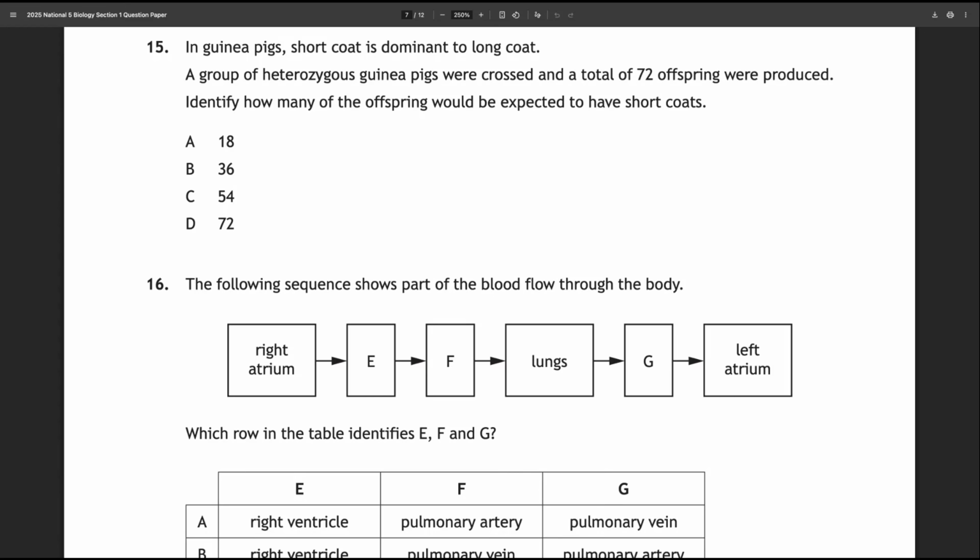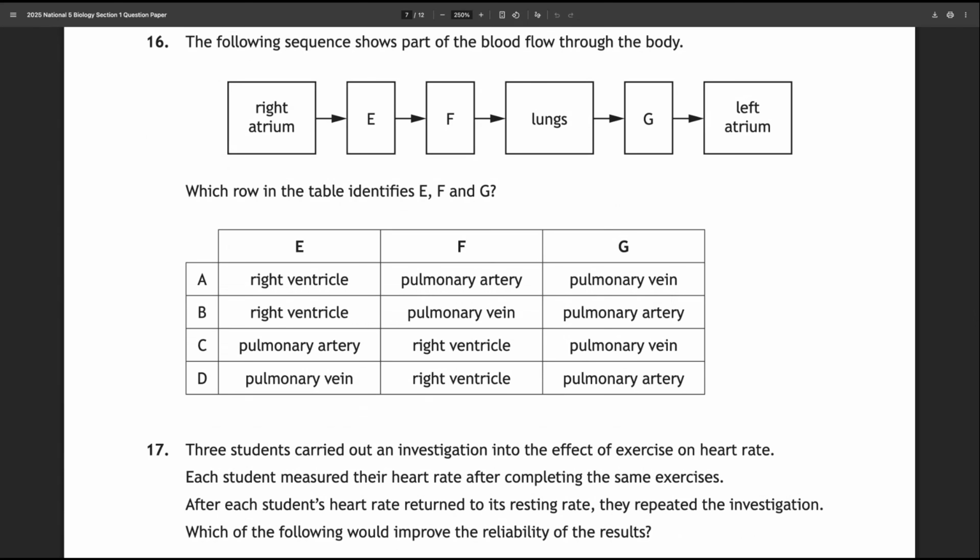Now, an easier way to work this out might be to say, well, 3 to 1 is the equivalent of 3 out of 4, or 3/4. And then we can calculate 3/4 of 72. Okay, we do that by dividing 72 by 4 and timesing it by 3. Now, when you divide 72 by 4 and times it by 3, that should give you 54. And that means that the answer would be C in this one. Okay, question 16. The following sequence shows part of the blood flow through the body.